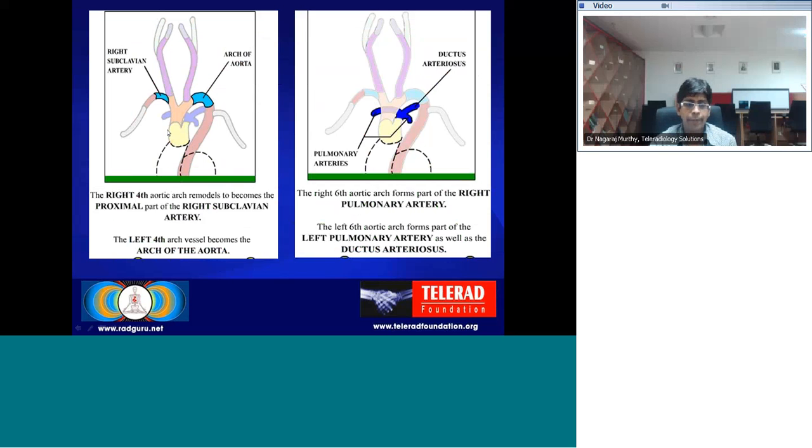The right fourth aortic arch remodels and becomes the proximal part of the right subclavian artery. This part of the right aortic arch has disappeared. The left fourth arch forms part of the aortic arch, marked in blue color. The right sixth aortic arch forms part of the right pulmonary artery. The left sixth aortic arch forms part of the left pulmonary artery and the ductus arteriosus.